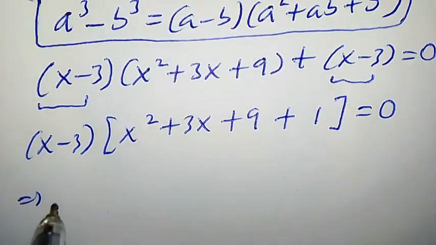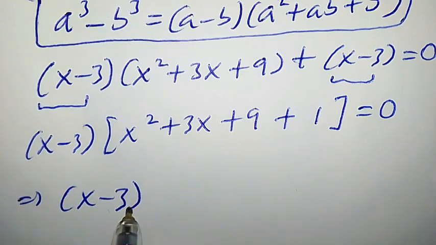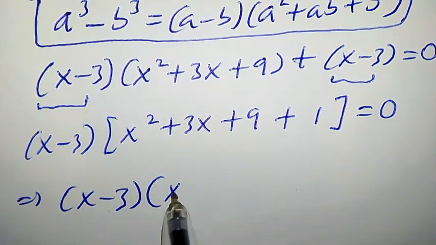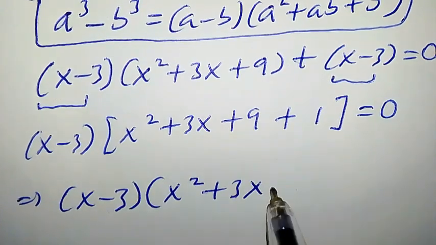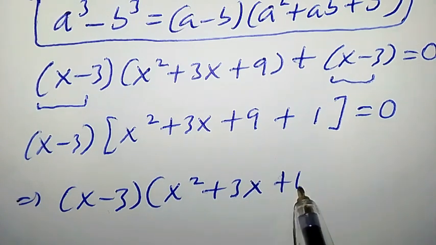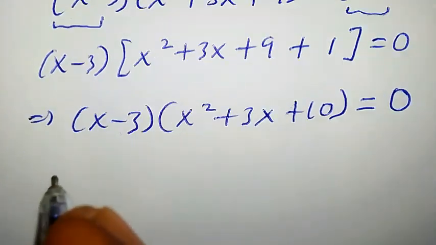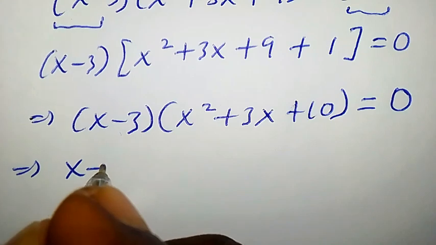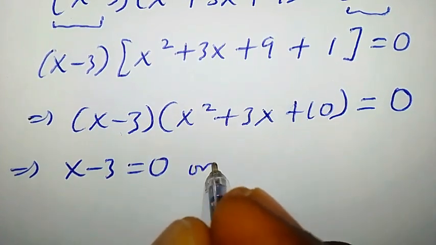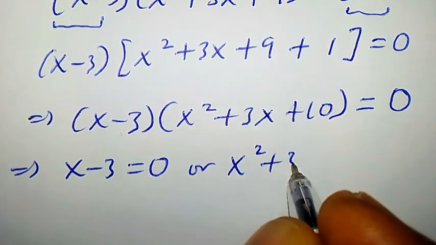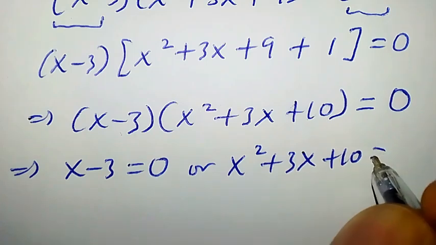This implies that x minus 3 times x to the power of 2 plus 3x plus 9 plus 1, that is 10, equal to 0. This also implies that x minus 3 is equal to 0, or x to the power of 2 plus 3x plus 10 is equal to 0.